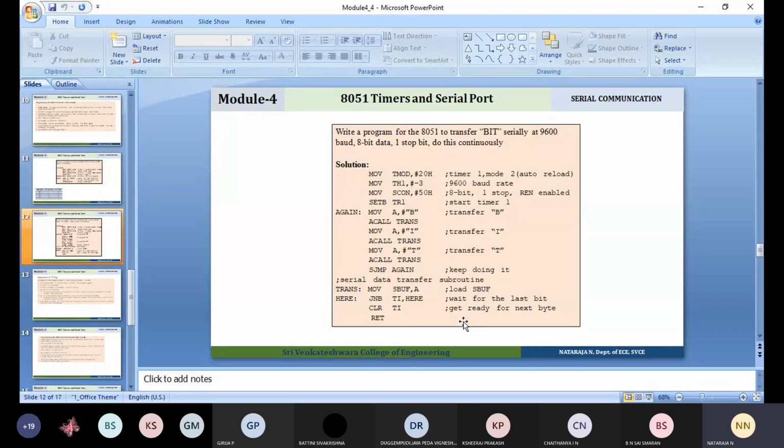Okay, in the next class, we will discuss the importance of the TI flag and the importance of programming the 8051 to receive data serially. We can discuss in the next class. You can make a note of this and you can exit.